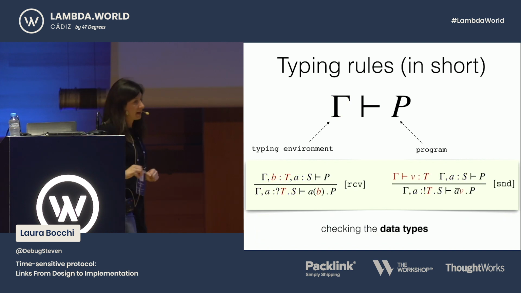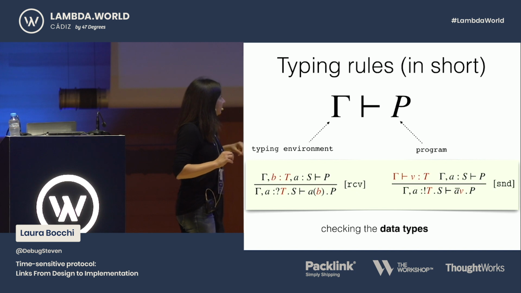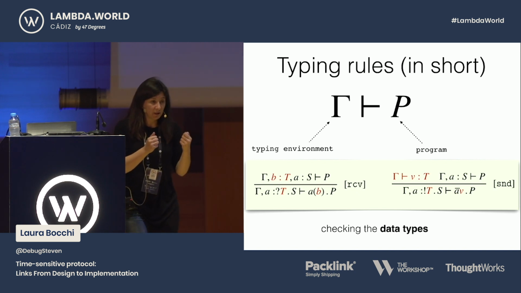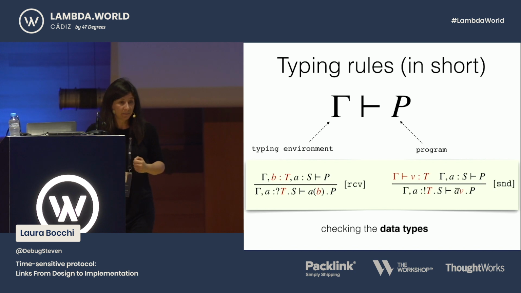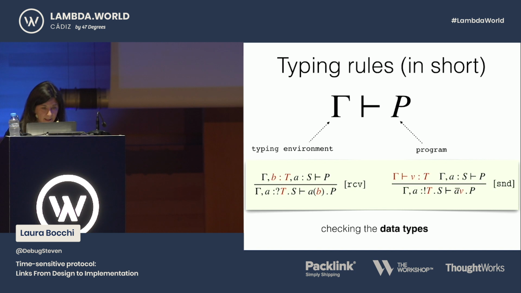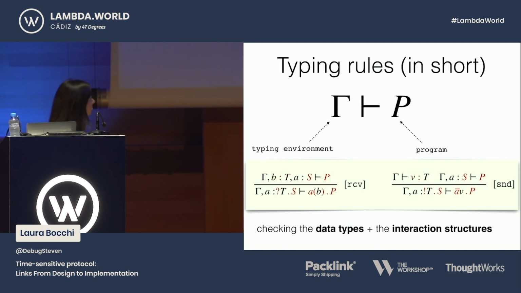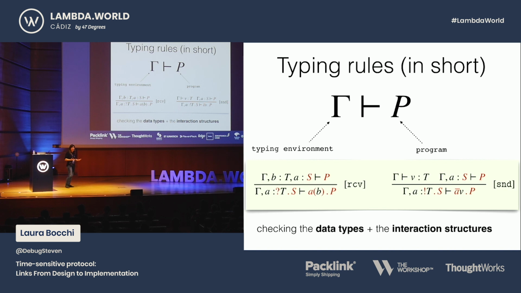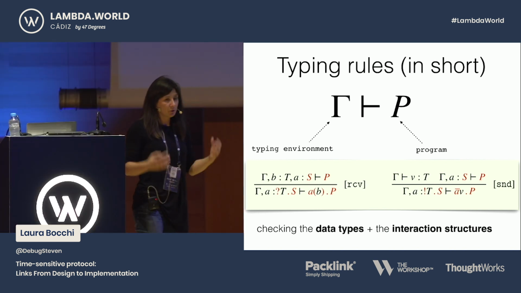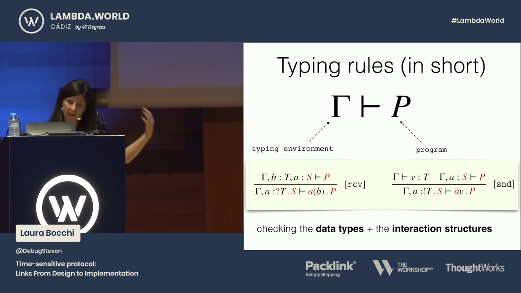There are two things that are done by these rules. The first one is checking the data types. When a message is sent or received, you need to check that it's of the correct type. And then you have to update your typing environment accordingly. But also, what is different from normal type checking, you want to check that when you have a receive type on a session A, then on that endpoint A you are actually doing a receive, so you are matching the protocol, and the same for the send action.